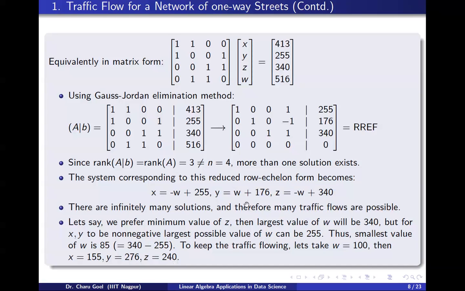I hope the augmented matrix and rank and those constraints are more clear now. Okay. Any doubt? Okay. So this way we have found one possible traffic flow. Similarly, for different values of W, we'll find different values of X, Y, and Z.